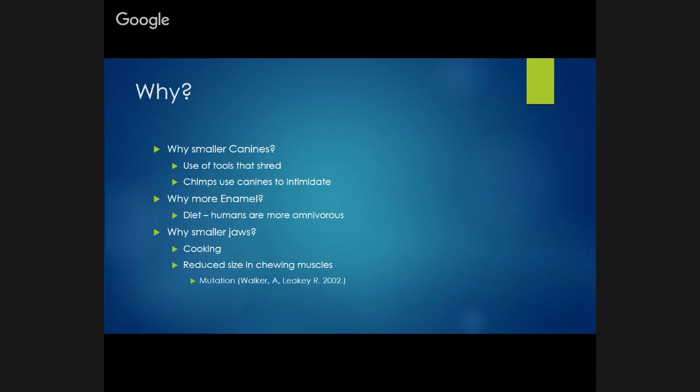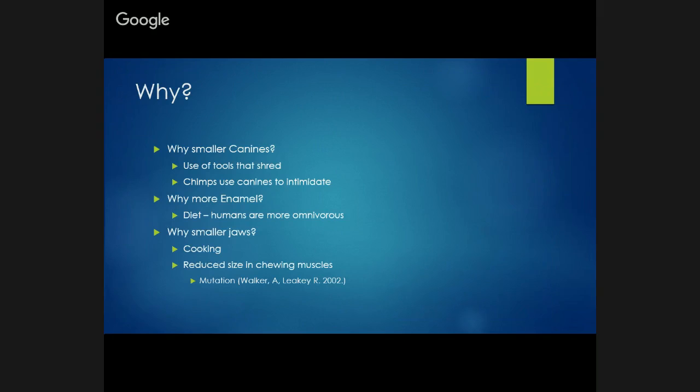The chimp diet consists mostly of fruits. A possible explanation for why chimps have such large canines is for intimidation purposes. A possible explanation as to why humans have more enamel on their molars is that their diet favors having more enamel. Humans have a more omnivorous diet than chimpanzees do, and so maybe to accommodate the different types of food that we eat, we may need tougher and stronger layers of enamel.